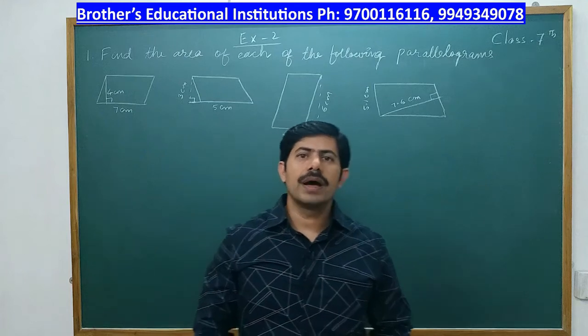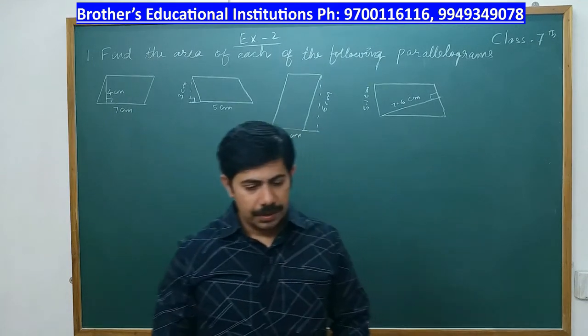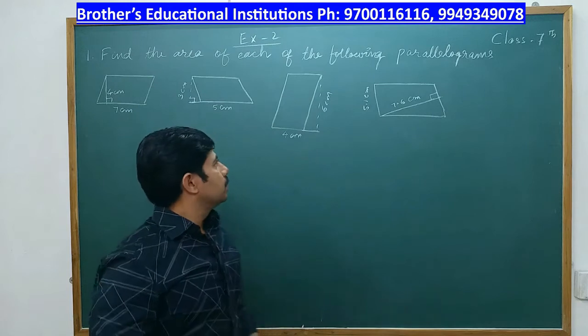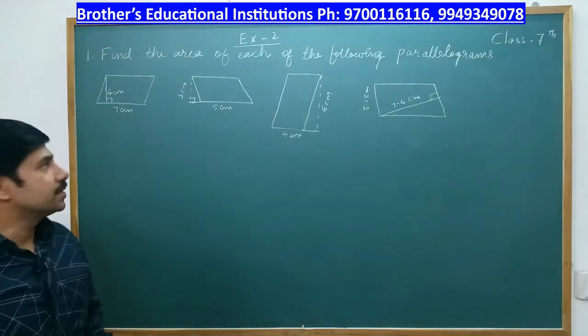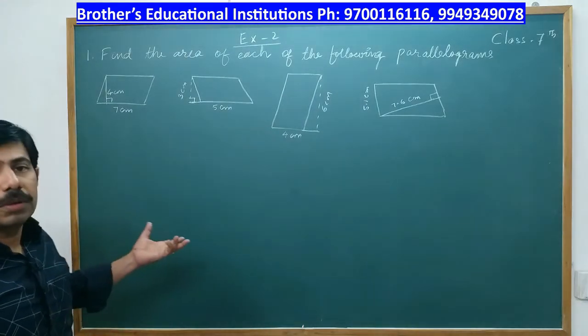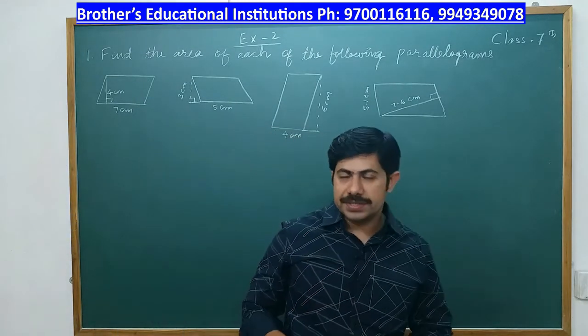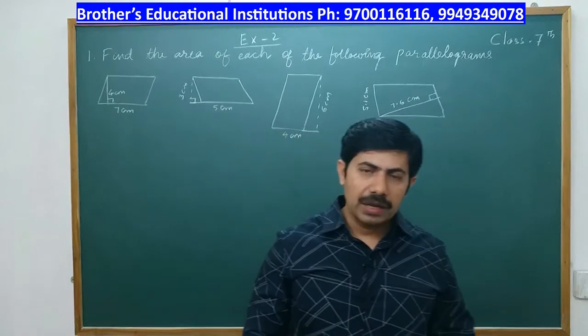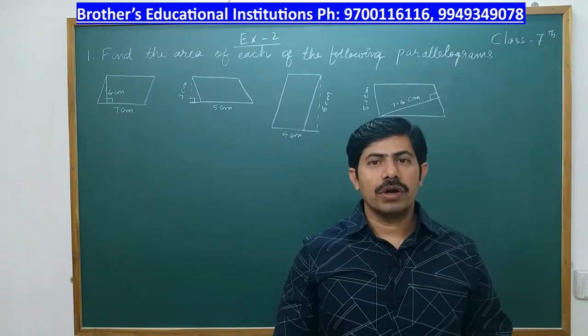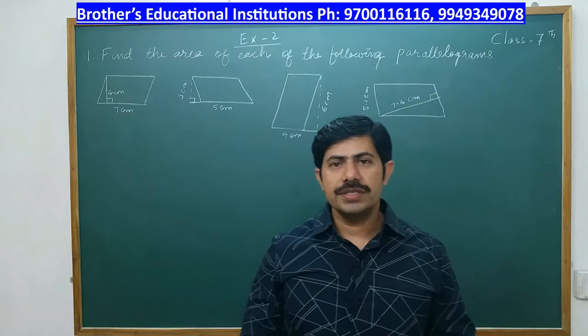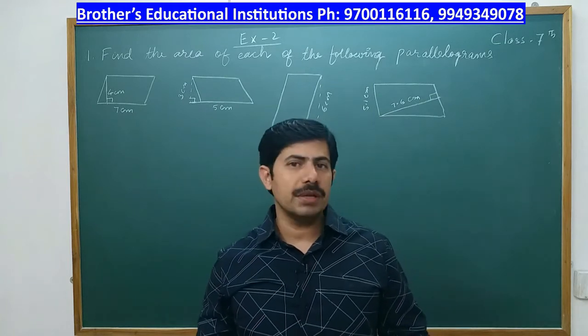Yeah, welcome back. We are doing area and perimeter. So now the second exercise. In the second exercise we have problems on parallelogram. Now what is the area of a parallelogram when base and height are given? The area of a parallelogram is nothing but the product of base and altitude. So A is equal to B into H. Altitude is nothing but height.